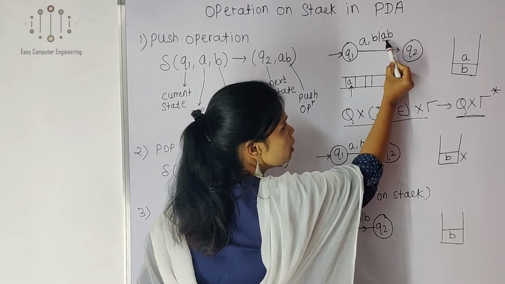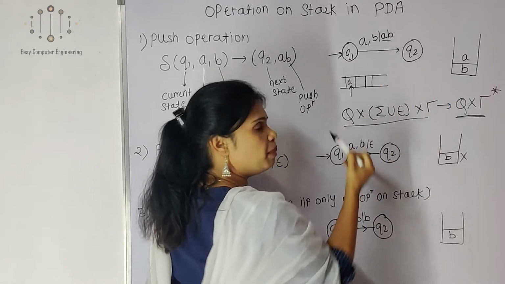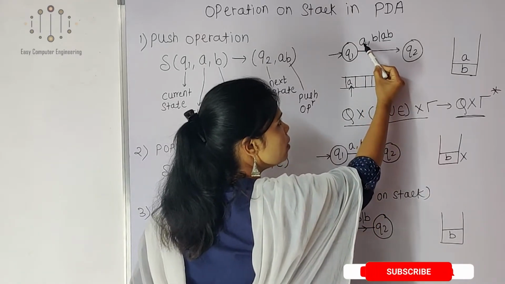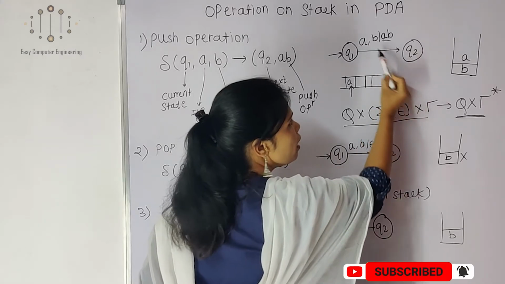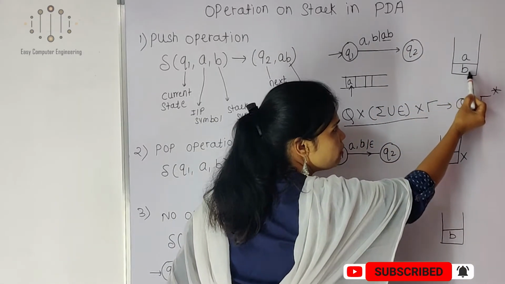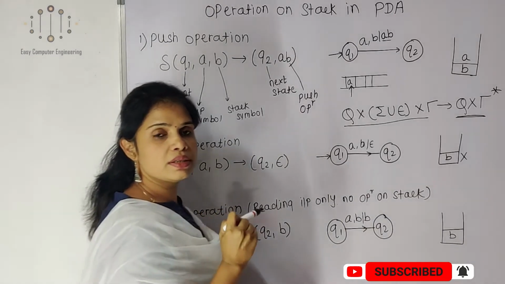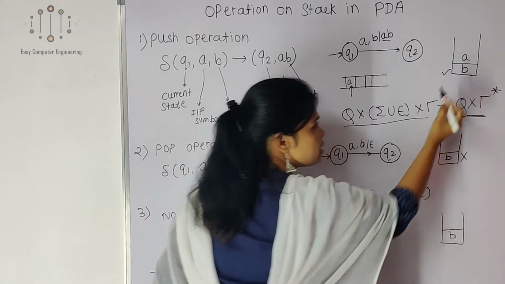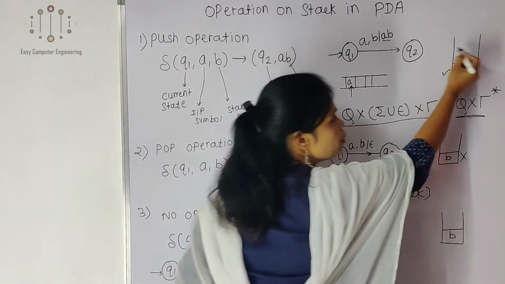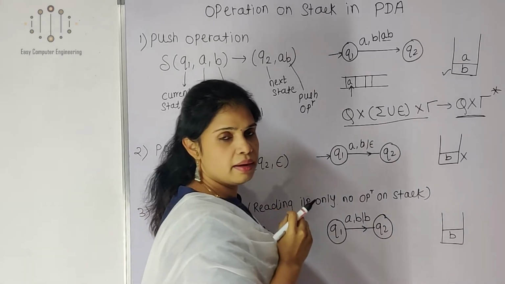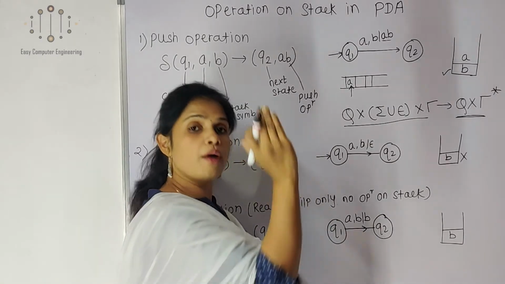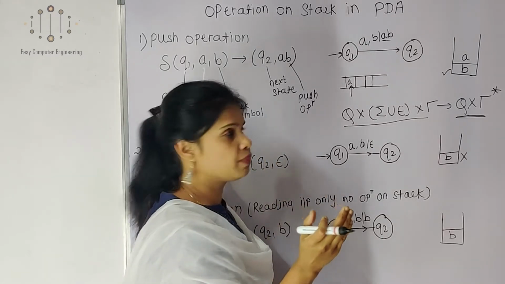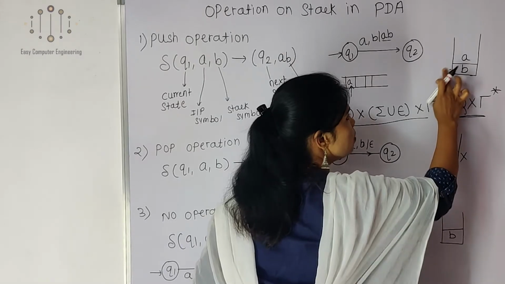Push operation means what? First pop that B from the stack, then attach the current input symbol to B, means combine these two, A and B, and push again into the stack. That will become AB. So this is nothing but the push operation. Means in the stack B is already present, the current input is A, push that A into the stack. But how can we push it? First pop the B, then concatenate A and B and push that. So this is the representation.